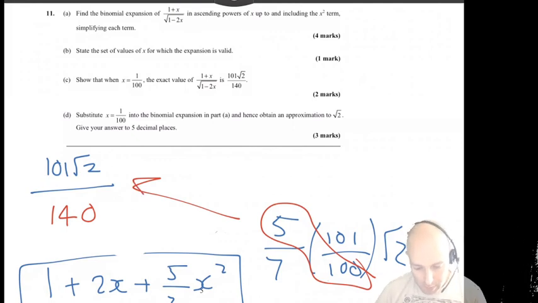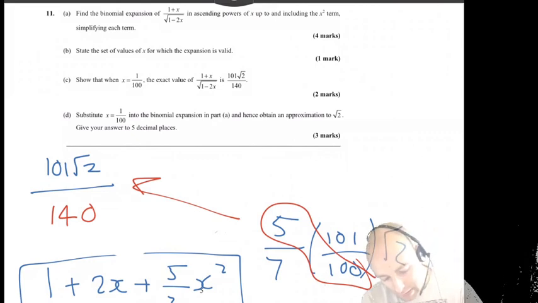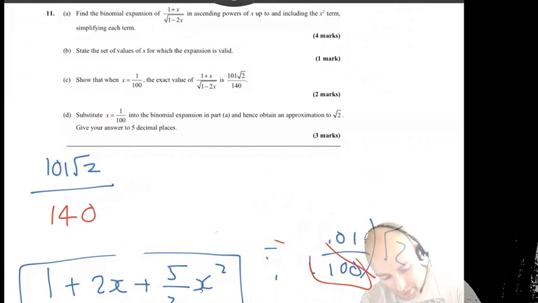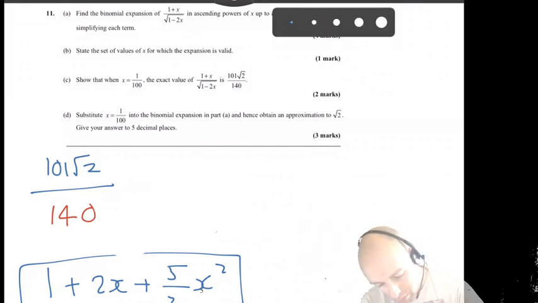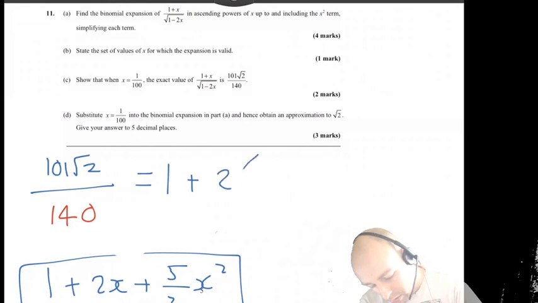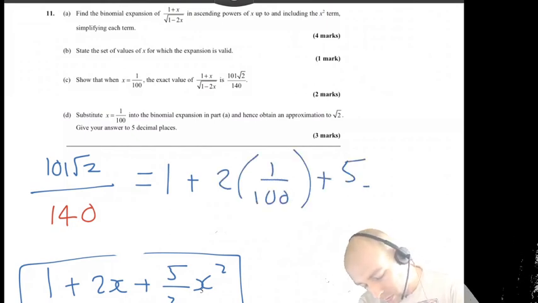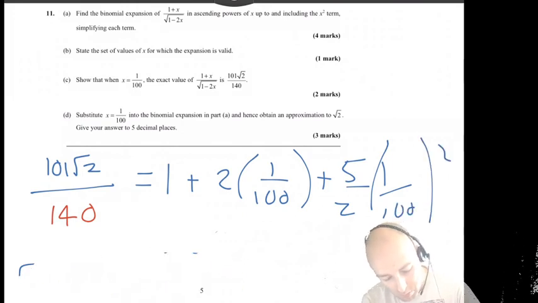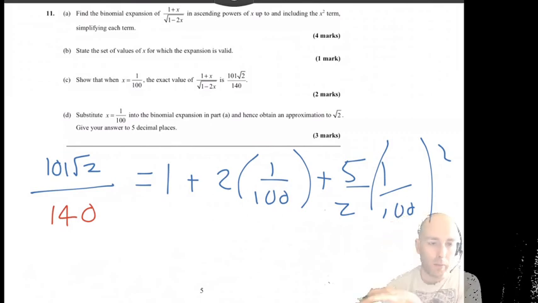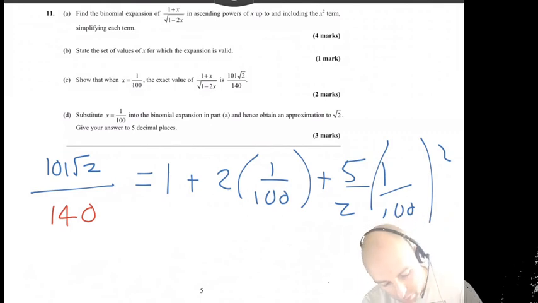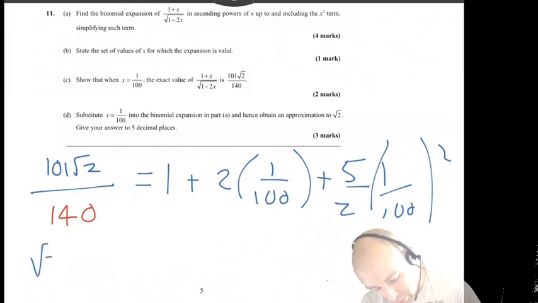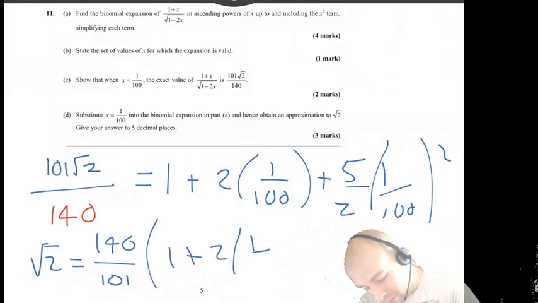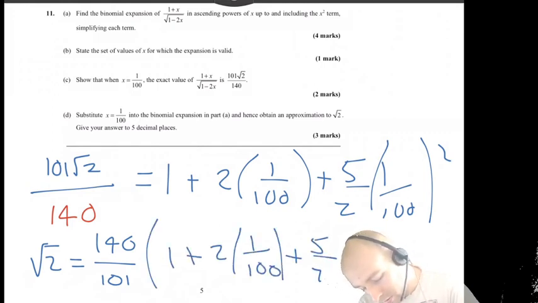All right, last bit. So substitute it in to get an approximation to root 2. So we're basically saying the thing that they just gave us is equal to 1 plus 2 lots of 1 over 100 plus 5 over 2 lots of 1 over 100 all squared. We want to approximate root 2, so I'm going to times this side by 140 over 101. So I get root 2 equals 140 over 101 times by 1 plus 2 lots of 1 over 100 plus 5 over 2 lots of 1 over 100 squared.